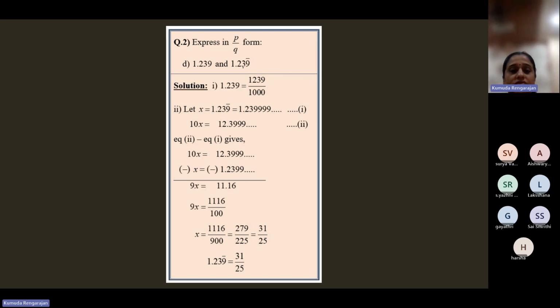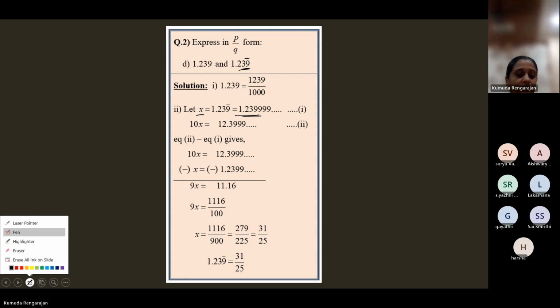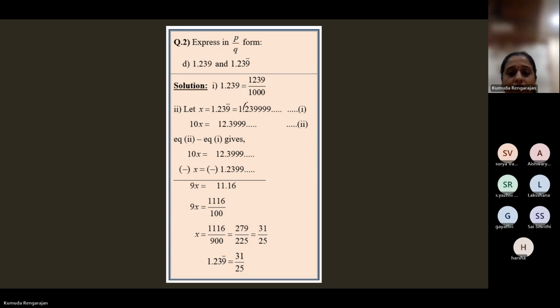So this is x. x is equal to 1.23999 going on forever. Multiply by 10 because only one digit repeats. So 10x is equal to 12.39 recurring. Now equation 2 minus equation 1. 10x minus x is 9x.